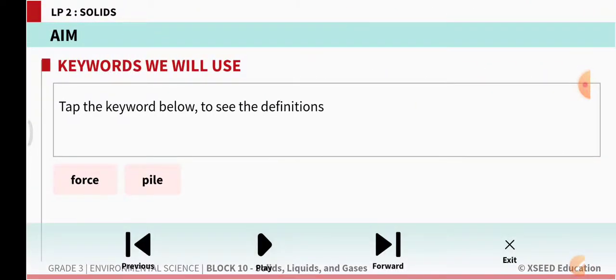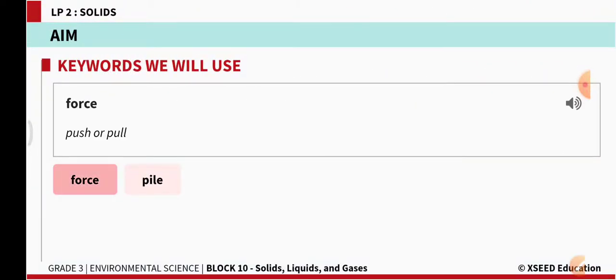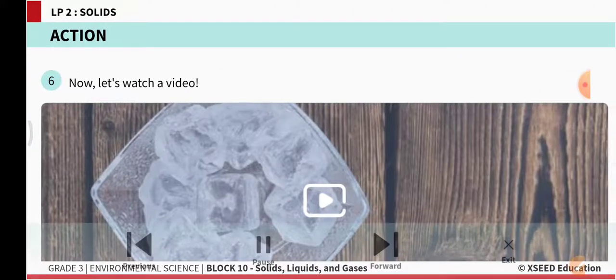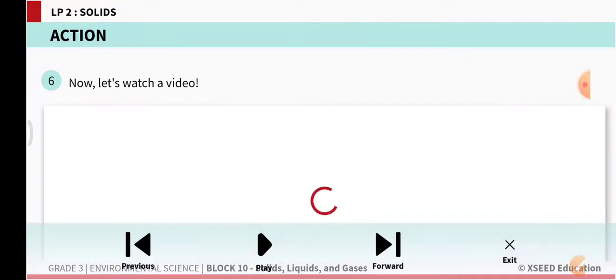So, the keywords that we are going to learn are force. Force means either push or pull. Okay, pile. Pile means to place things one on the top of the other. Right? Step 6. Let us watch this video.